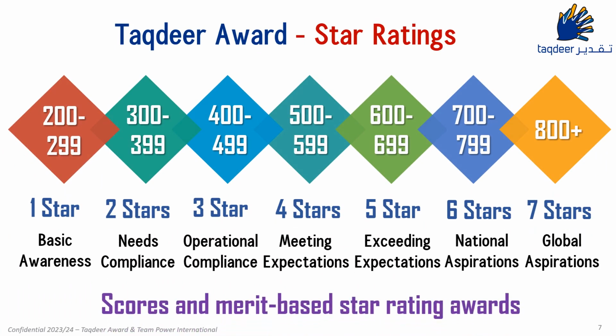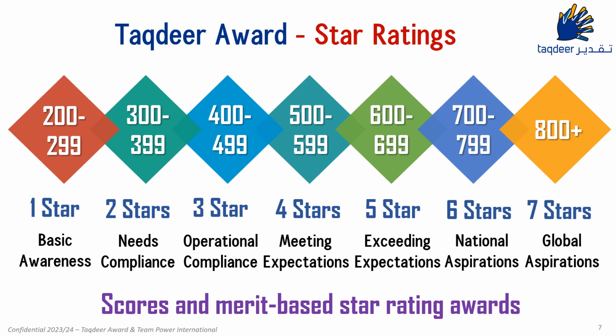After assessors agree on the company's final consensus assessment score, it will automatically be converted into relevant stars based on the new Taqdeer 7-star rating system. The Taqdeer Award operates on a score and merit-based star rating system, therefore, there is no specific number of winners in each star category. The number of winners will be determined based on the scores achieved by each participating company. Companies scored between 200–299 points will be recognized as 1 star, and the company's workforce care performance will be recognized as reaching the basic awareness level.